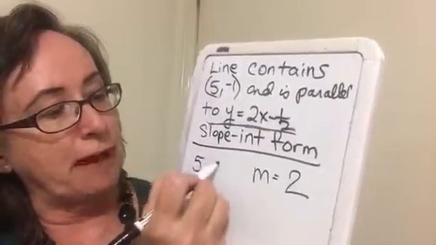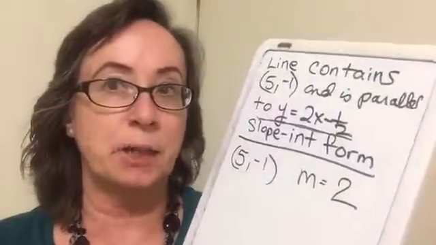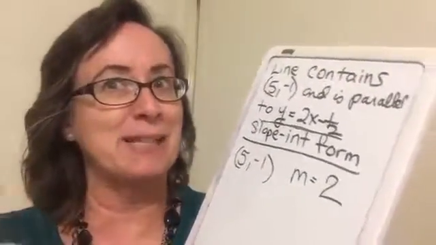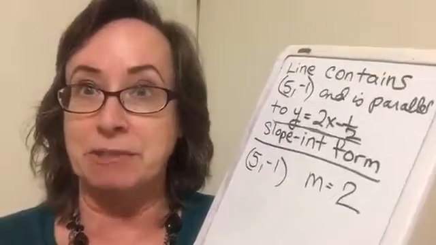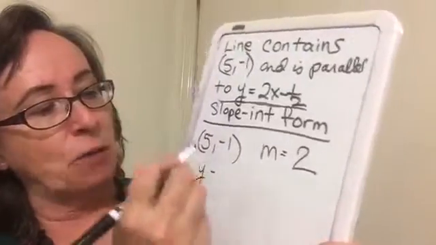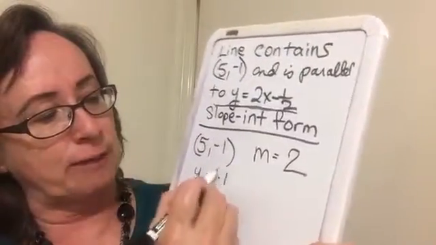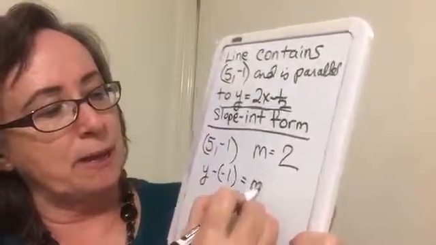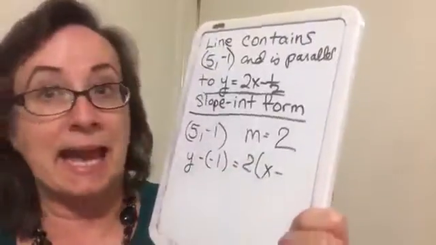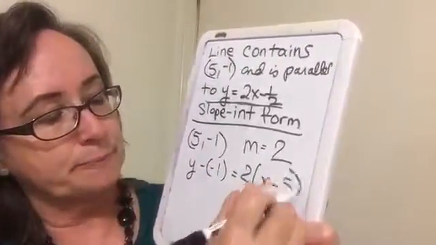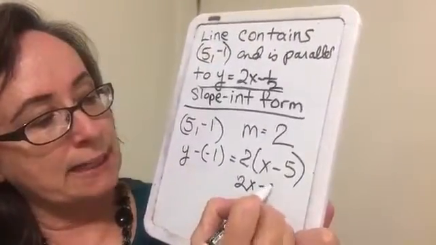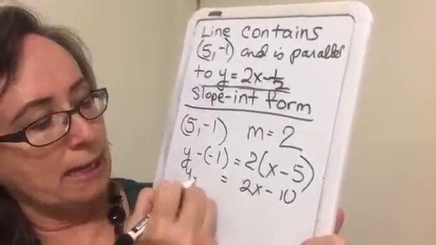And it's going through 5, negative 1. And we're going to put it in slope-intercept form. So I'm going to do this one a little differently because I haven't done the point-slope form for a little bit. I'm going to use the point slope and then put it into slope-intercept form. So y minus y1, here's my y1 is negative 1, is equal to m, and our m is 2, x minus x1, which is 5. So I'm going to distribute here. 2x minus 10 is y plus 1.